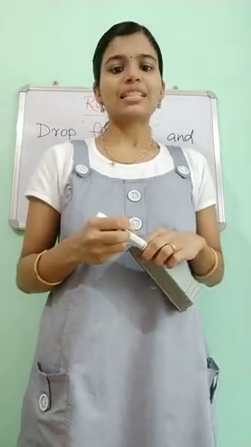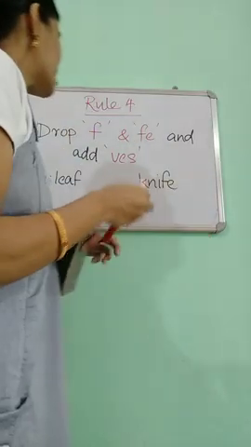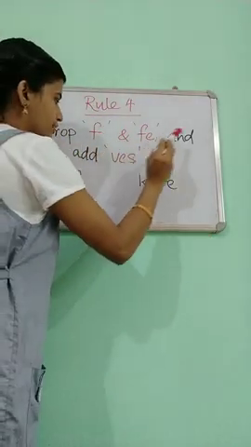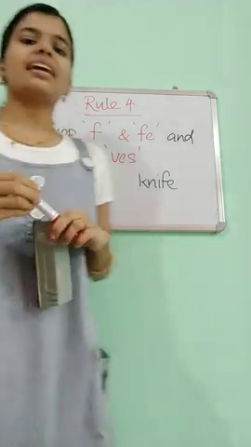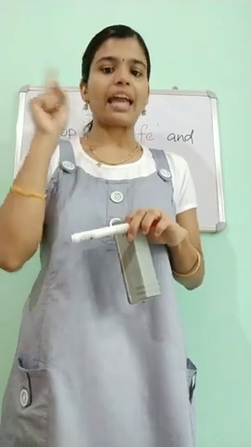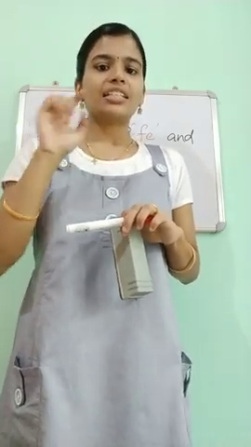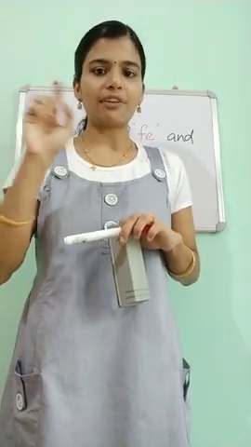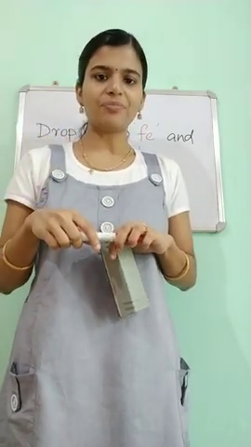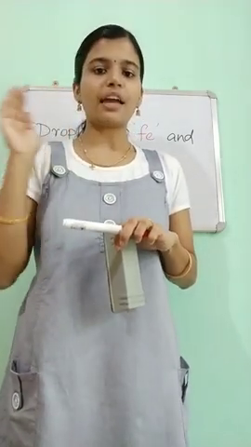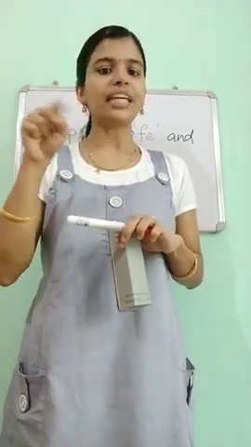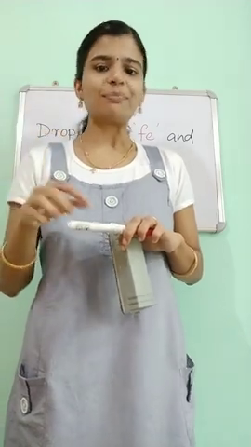Now, let's move on to the fourth rule. Rule number 4. Drop F and FE and add VES. In the case of nouns ending with F or FE, just replace the F and FE with the letters VES to make it plural. Okay? Just drop the F and FE at the end of the singular nouns and add VES to make it plural.